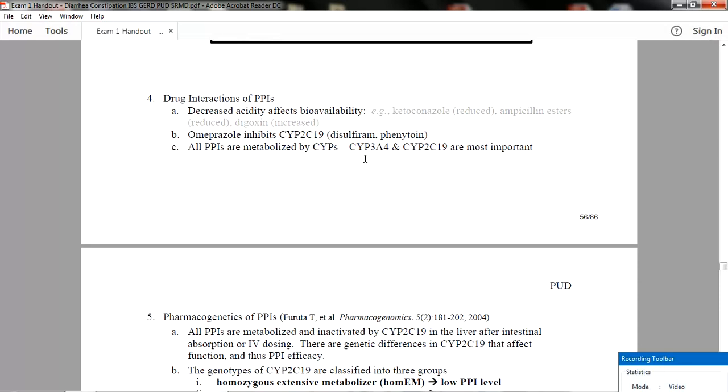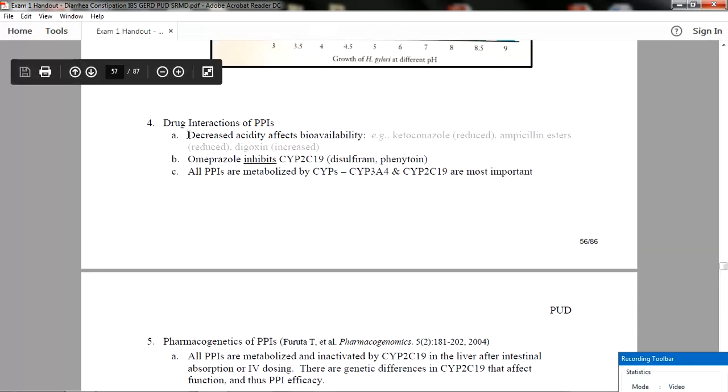Some of these drug interactions I don't want you to really memorize. This first point here, A, what I want you to understand is that anytime you have another drug on board, or you're administering another drug orally, and you're also suppressing acid, this could be a proton pump inhibitor, this could be an H2 blocker, you need to understand that some other drugs can be affected by that.